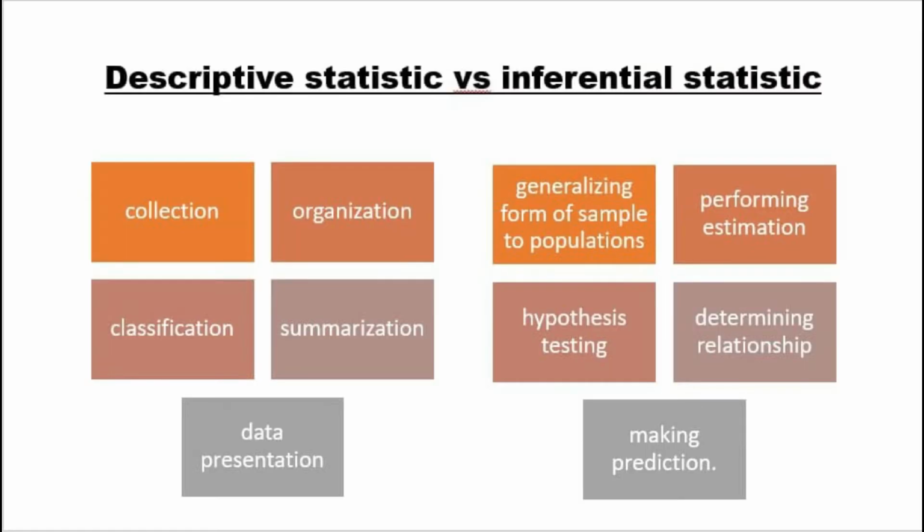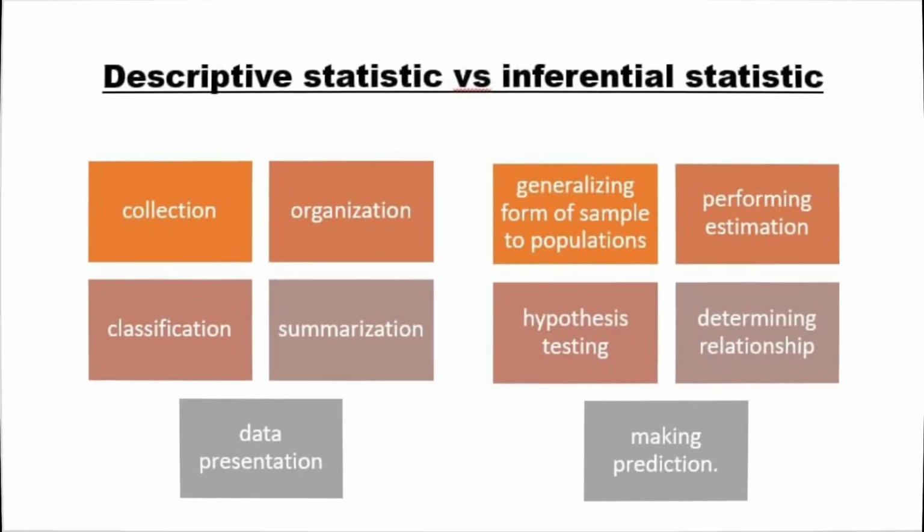In conclusion, descriptive statistics consists of the collection, organization, classification, summarization, and presentation of data. And on the other hand, inferential statistics consists of generalizing from a sample to a population, performing estimation, hypothesis testing, determining relationships among variables, and making predictions. That's all from me.